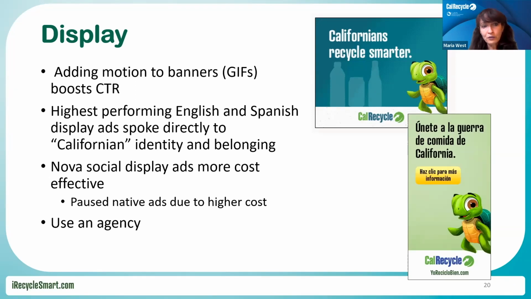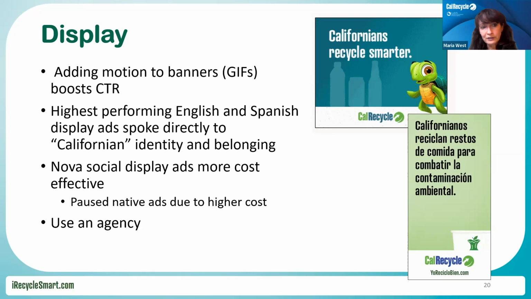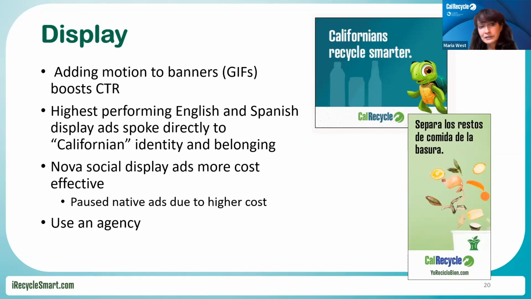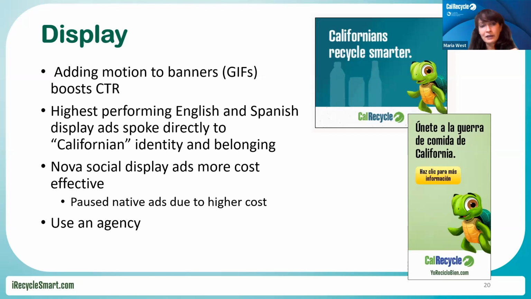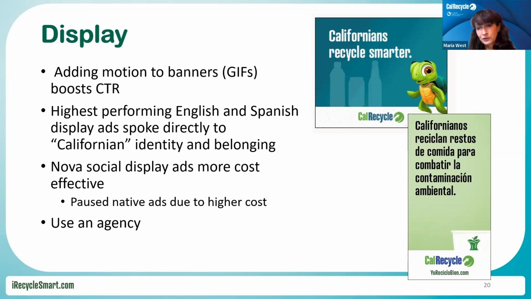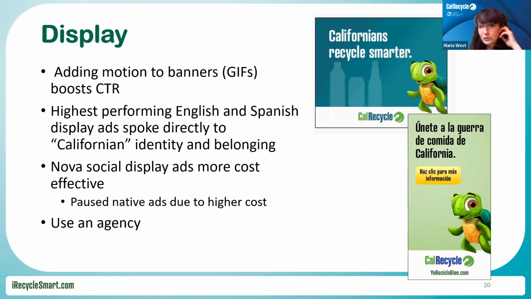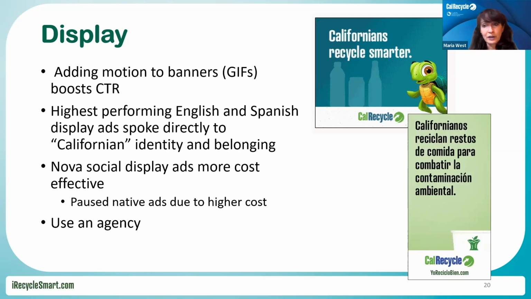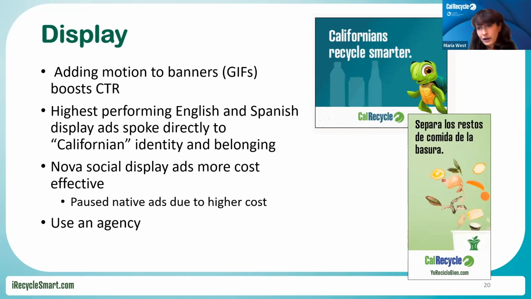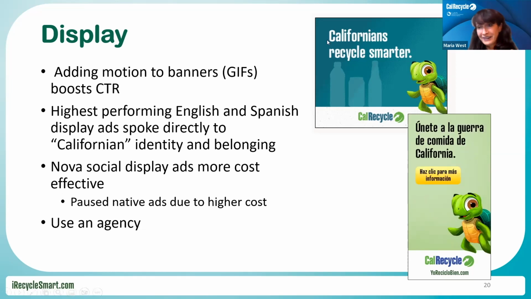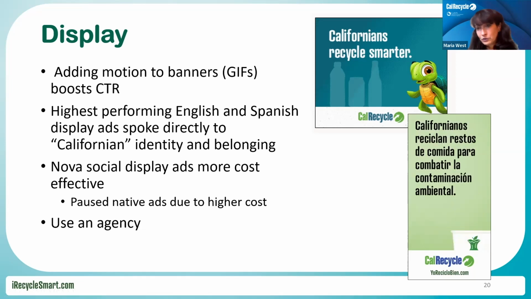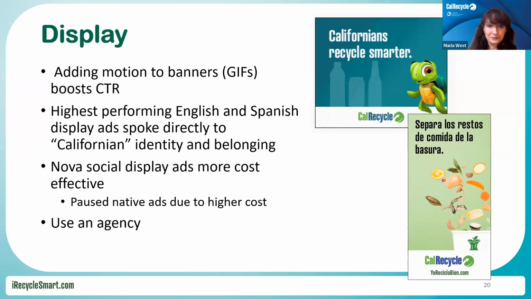So we found Nova social display ads were more cost effective. We paused the native ads that were embedded within the content and that didn't mimic a social media post because they were higher cost for us per click. So we do find that having an agency or media buying agency can be really helpful for figuring out how to do this well and continuing to make those pivots as you go.